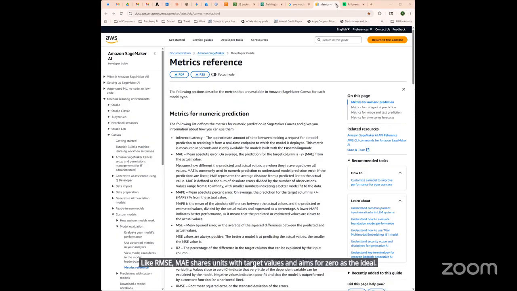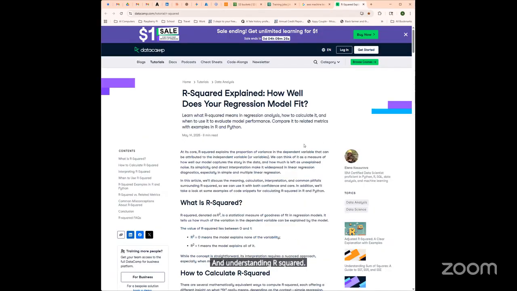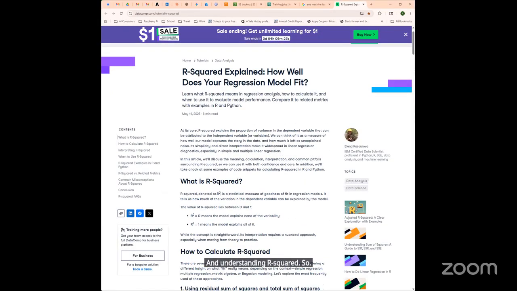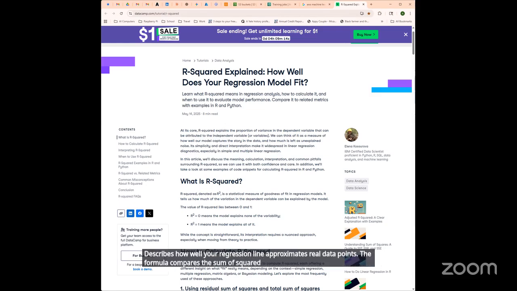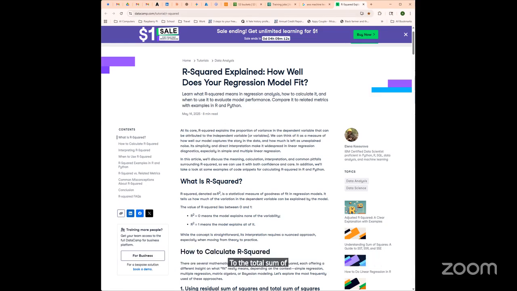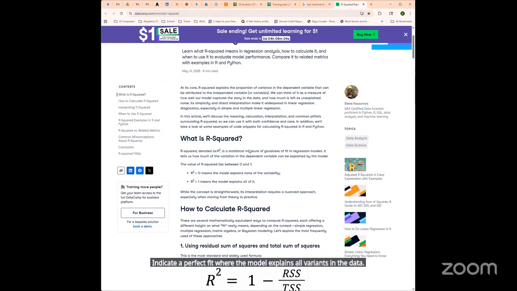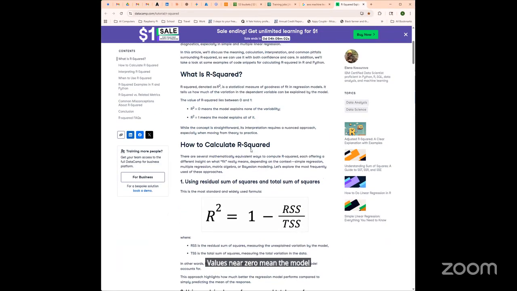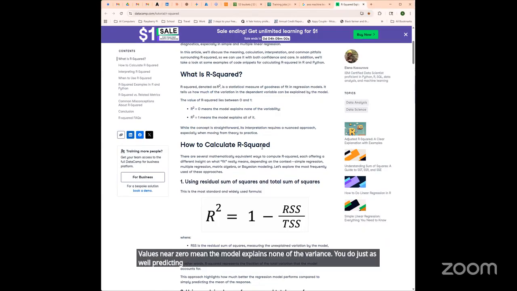And understanding R squared. R squared describes how well your regression line approximates real data points. The formula compares the sum of squared residuals to the total sum of squares. Values near 1.0 indicate a perfect fit where the model explains all variance in the data. Values near 0 mean the model explains none of the variance. You do just as well predicting the mean for all samples.